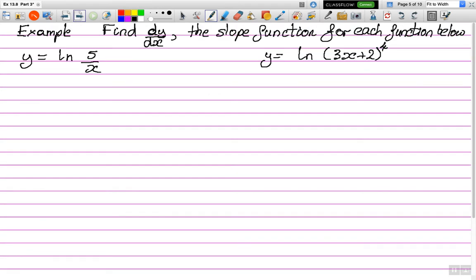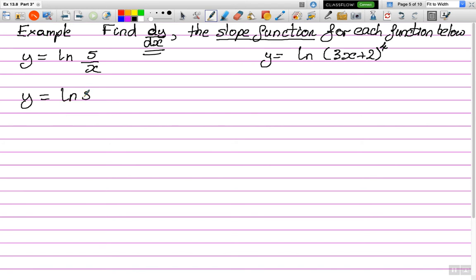Going on to this example, it says here find dy dx. And don't forget what we did earlier on, what is dy dx? dy dx is the slope function. So let's not forget that. Now, it's best not to find dy dx first until we've used the laws of logs.